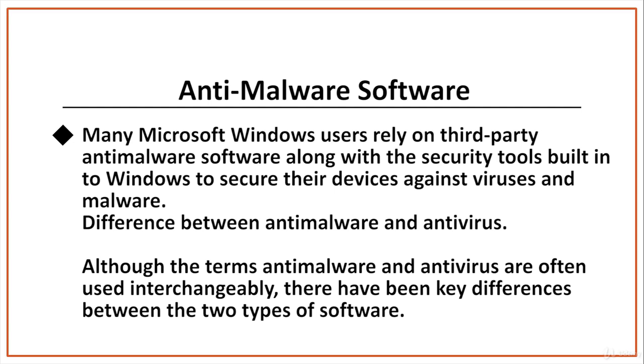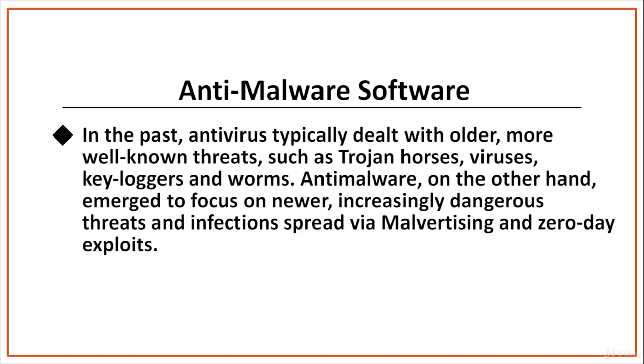Difference between anti-malware and antivirus. Although the terms anti-malware and antivirus are often used interchangeably, there have been key differences between the two types of software. In the past, antivirus typically dealt with older, more well-known threats such as Trojan horses, viruses, keyloggers, and worms. Anti-malware, on the other hand, emerged to focus on newer, increasingly dangerous threats and infections spread via malvertising and zero-day exploits.